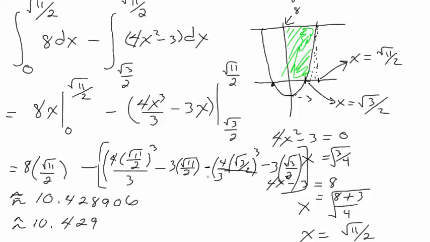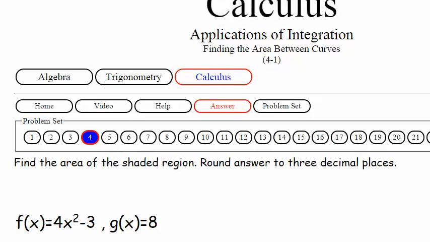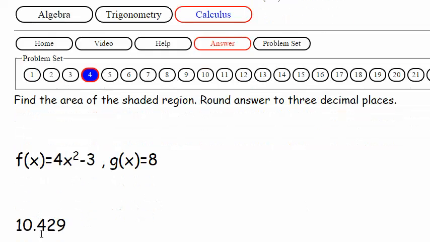Hopefully you can decipher all that. It's kind of tricky plugging it all in. You've got to do pieces at a time here to get that. Anyway, I should have done a little better than that. Alright, 10.429, and looks like that's what we get.